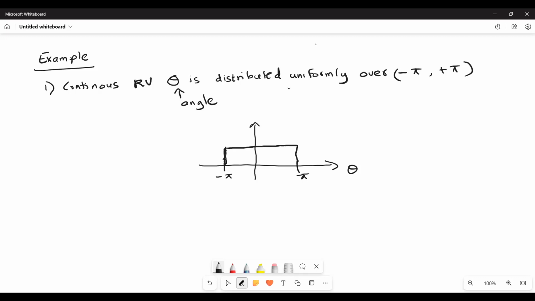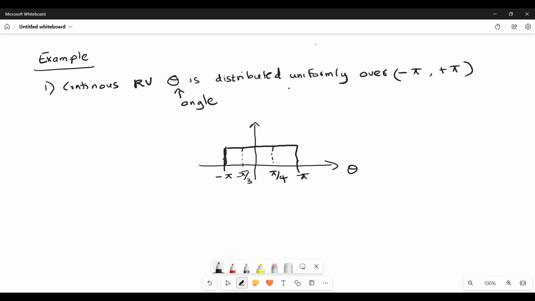So the probability here is known to be uniformly distributed. That means the probability of getting pi is equal to the probability of getting something in between, like pi over 4, let's say. And likewise, the probability is the same for any theta value, such as pi minus pi over 3. So the probability is equal in all these instances.